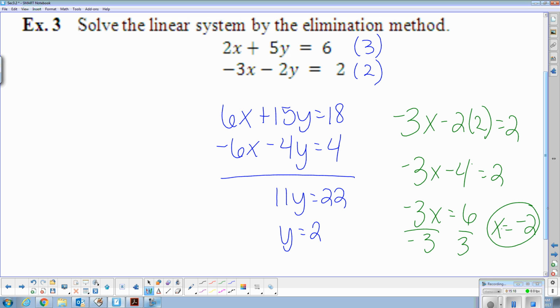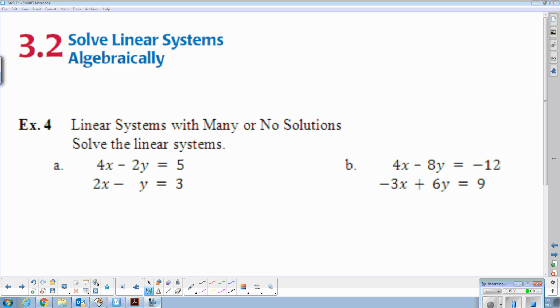And then you substituted your y value into either the first or second equation, it doesn't matter which one. And when you solved, you should have gotten x equals -2. Then always verify by plugging those values back into your original equations. You should get 6 equals 6 and 2 equals 2. Remember your graphs from 3.1.